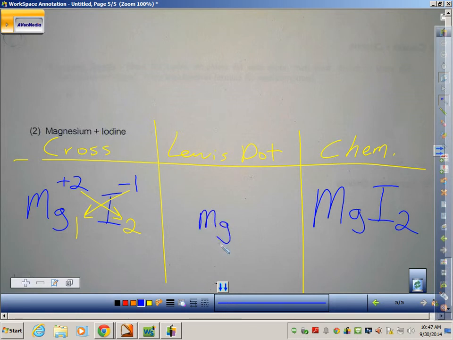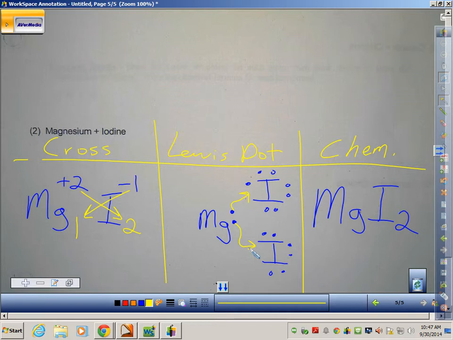Magnesium has how many valence electrons? I heard it, 2. How many iodines am I going to need? 2. How many valence electrons does iodine have? 7. 1, 2, 3, 4, 5, 6, 7, right? Then you need to show me the transfer of electrons. You get that? Not hard, is it?